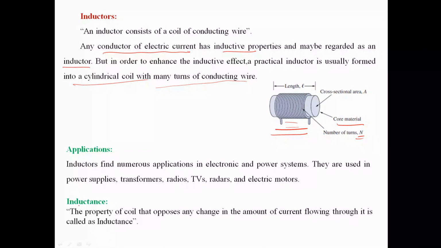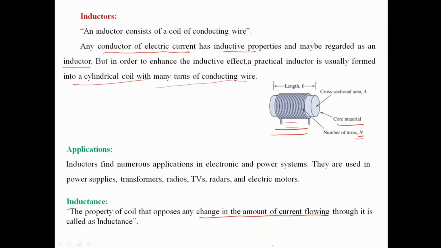Then the next term is inductance. It is the property of a coil that opposes any change in the amount of current. Please look at this sentence carefully: opposing the changing amount of current flowing through it is called inductance. So an inductor is nothing but a wire, and its property is inductance.